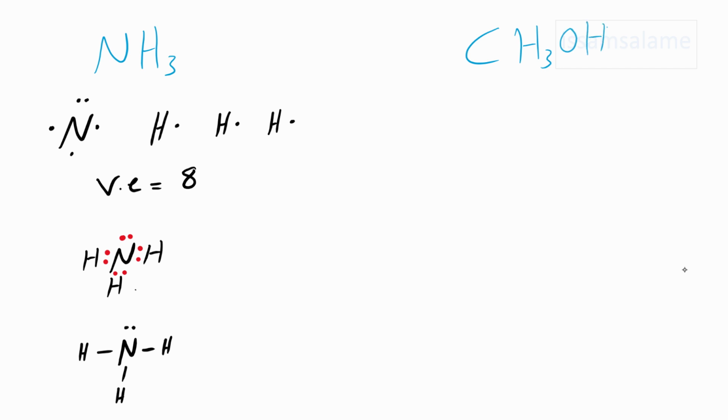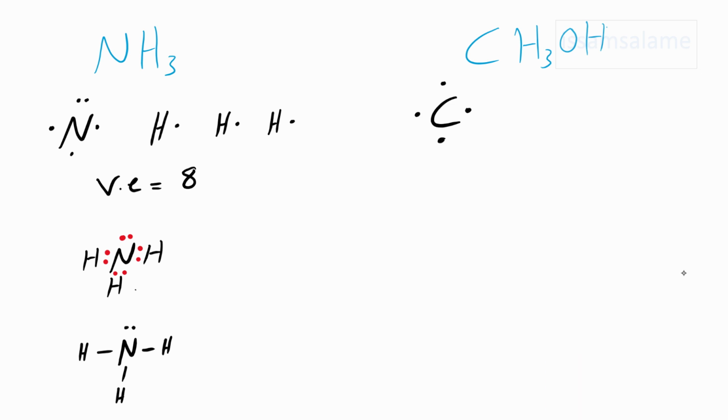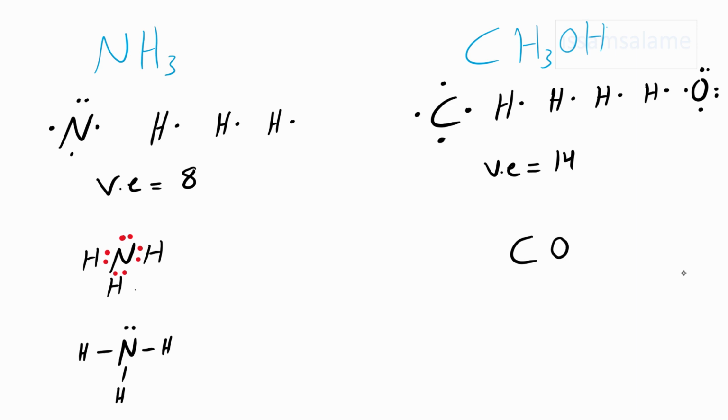The first step is to draw the Lewis structure for all the atoms to count the total number of valence electrons. Carbon, it has 4 dots, 4 hydrogens each with 1 dot, oxygen with 6 dots, so the number of valence electrons is going to be equal to 14. And to place the atoms, you should keep in mind that hydrogens should be at the ends, so the only possible way to place them is going to be like this.